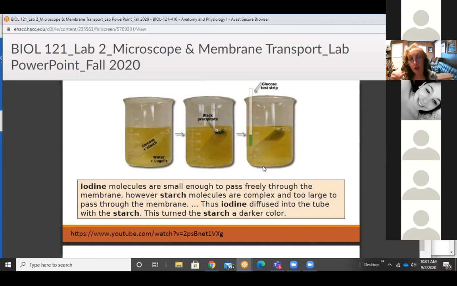So the iodine molecules are small enough to pass freely through the membrane. However, the starch molecules are complex and too large to pass through. Thus, the iodine diffused into the tube with the starch. But the starch never left the tubing.